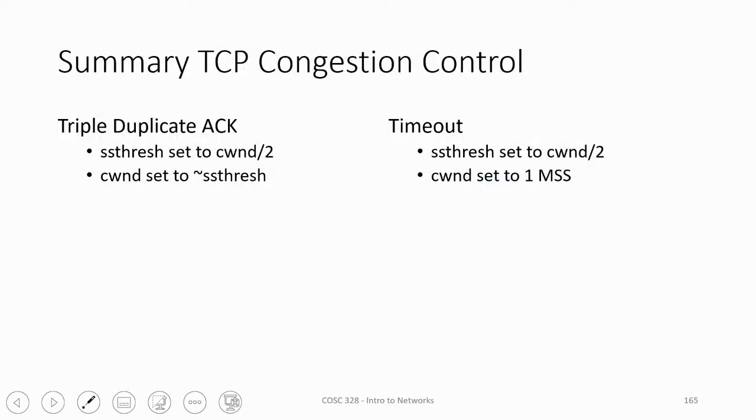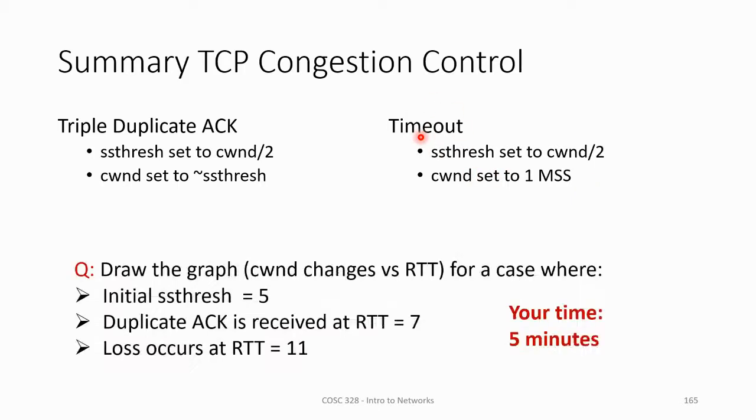So the other part is basically all the discussions that we have seen so far. This is the summary for the TCP congestion control. If a triple duplicate ACK occurs, the threshold is set to half the congestion window. The congestion window is set to the threshold. That's the black line that we have seen. And then if a timeout occurs, then the threshold is set to half of the congestion window, but then the congestion window is set to 1. So that is the worst case that can happen.